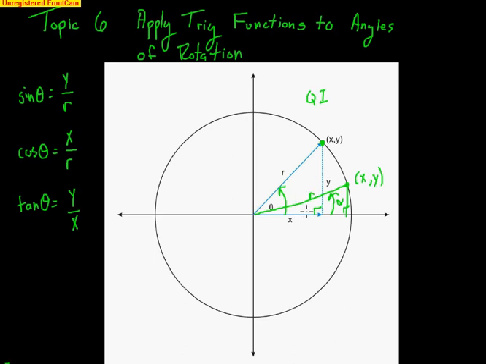And don't forget, you also have their reciprocal functions. That would be cosecant. Cosecant of theta would simply be r over y. Secant of theta would be r over x. And tangent of theta would be x over y. Sorry, take that back. Not tangent, cotangent of theta would be x over y. So anyway, that's how the trig functions apply to these actual angles of rotation.